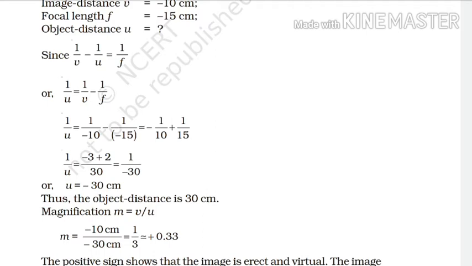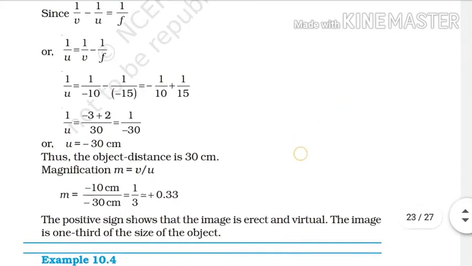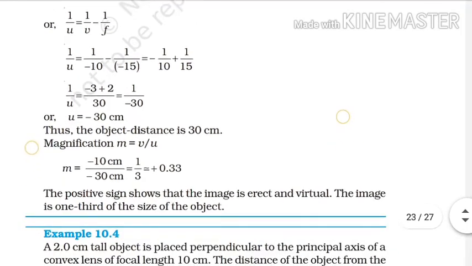Now the object distance is 30 centimeter, and we need the magnification produced by the lens. With the help of magnification, v by u can be taken as m equal to minus 10 by minus 30, that is 1 by 3. So m equal to plus 0.33. It means the magnification is positive 0.33.